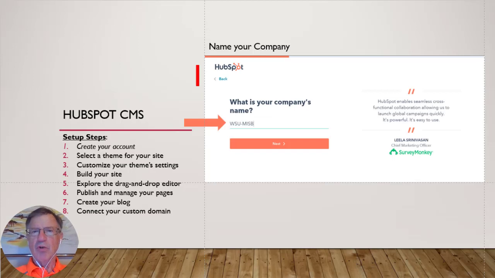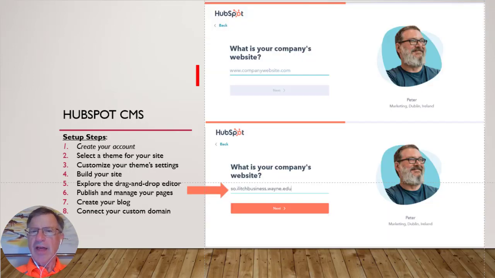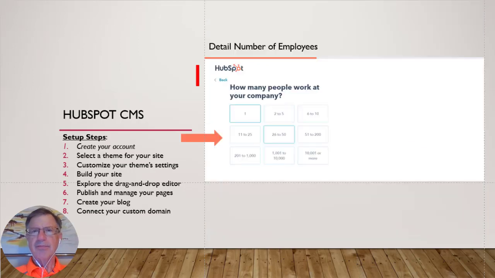Add the name of your company. This could be something such as Agency M1 Training, or it could be just your name. Or you may have another thing that you wish to put for your company's name. Then, what is the website you would like for your company's or organization or personal website? Select the number of employees in your organization. Since this is just for me, I selected 1.